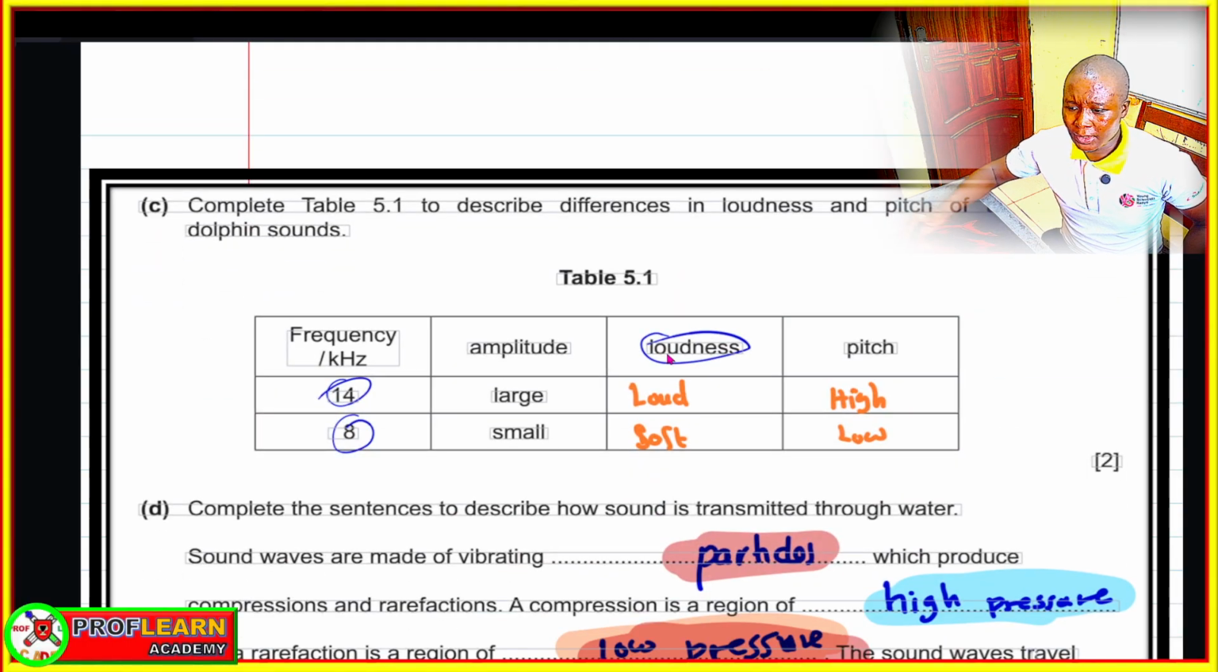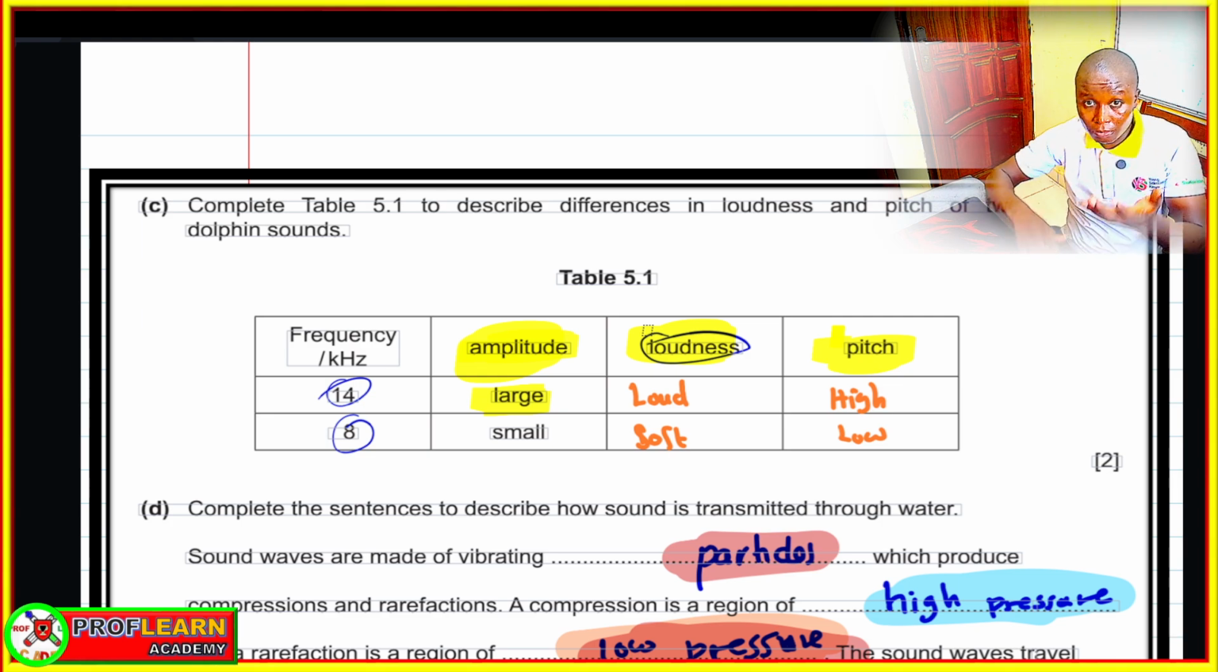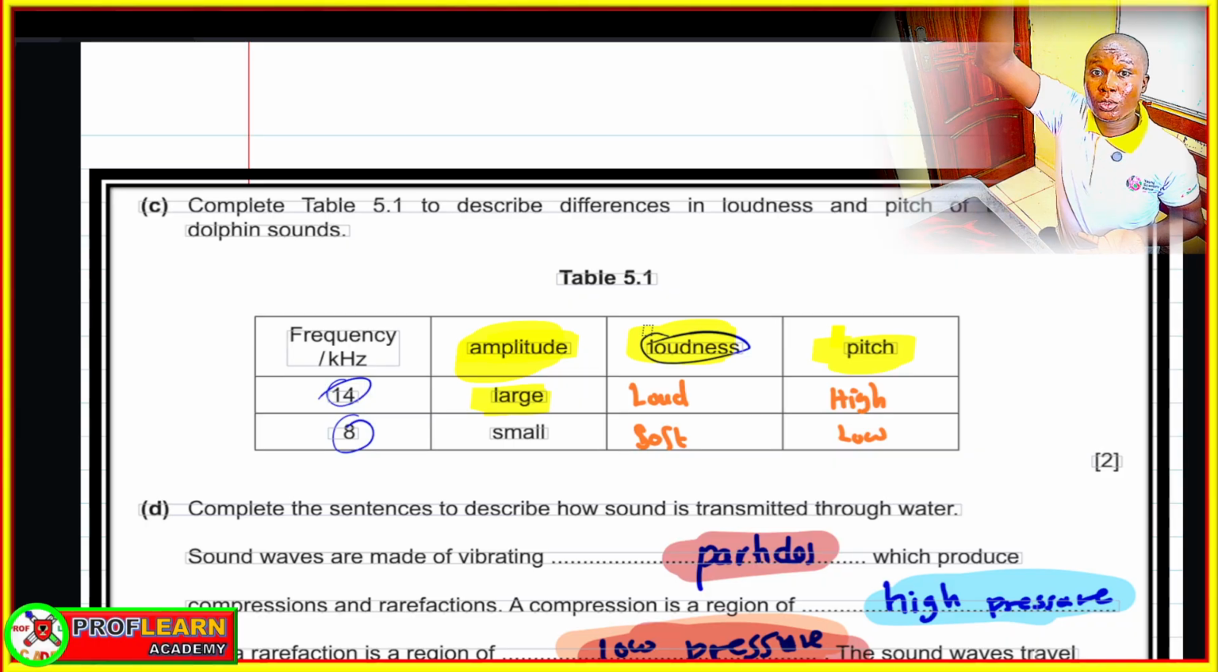Something else that candidates were supposed to remember is that amplitude affects the loudness of sound, and pitch is affected by the frequency of sound. Which means that if the amplitude is large, then the sound is going to be loud, because if you hit a drum with a greater force, it's going to vibrate with a higher amplitude, and in the process it is going to produce a very loud sound.